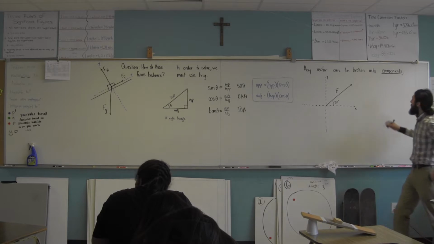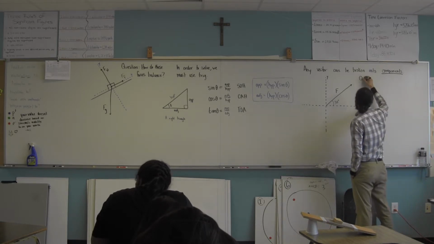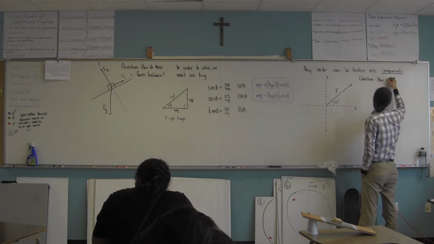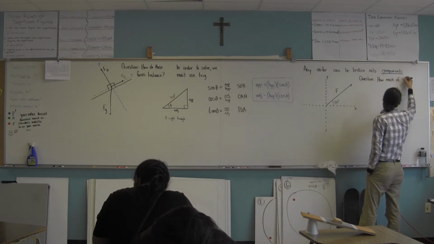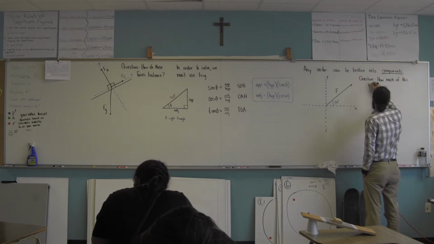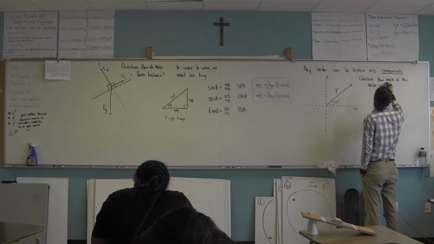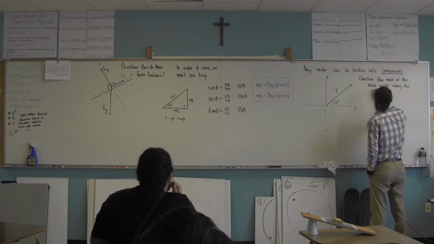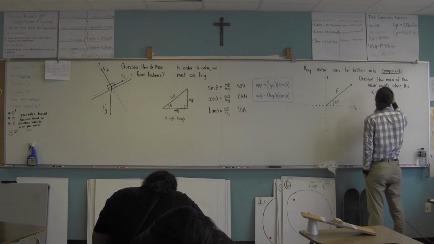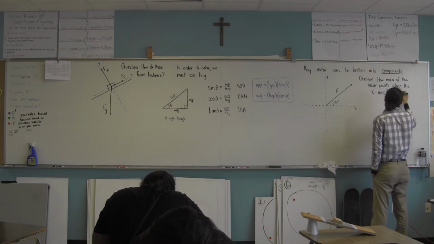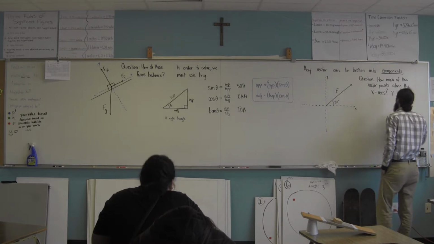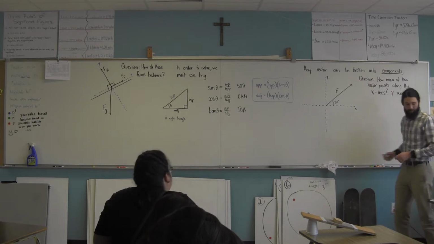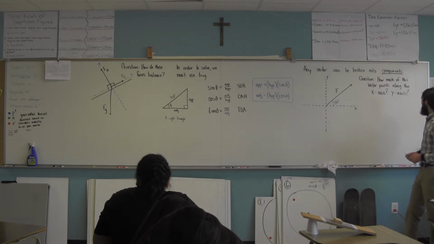My question is, for this one, and another question to help us answer our first question: how much of this vector points along the x-axis and along the y-axis? So does any of this vector point along the x and y-axis? And the answer is yes, it does.